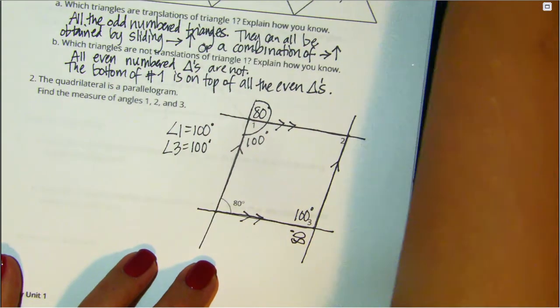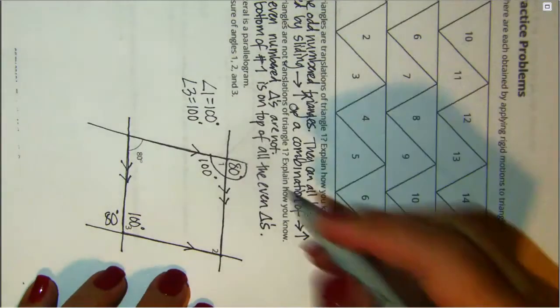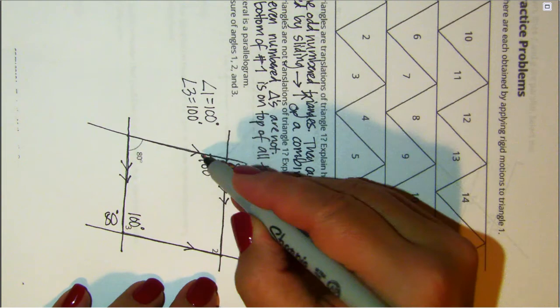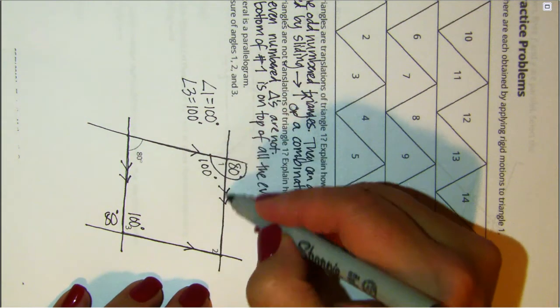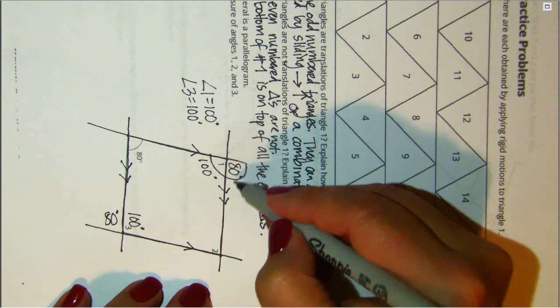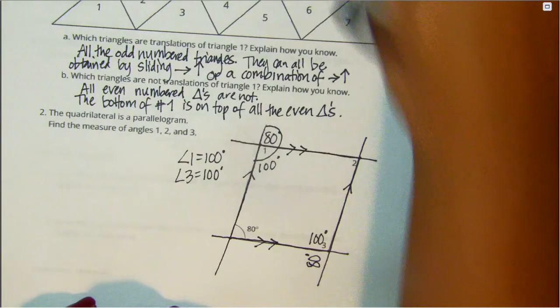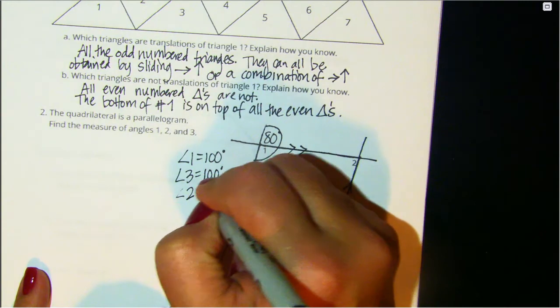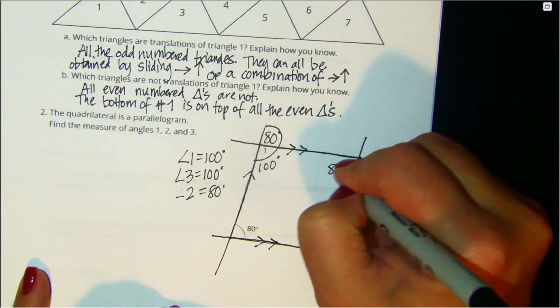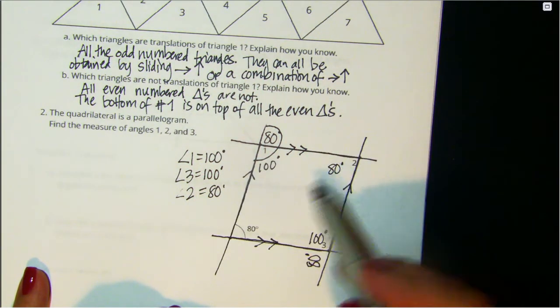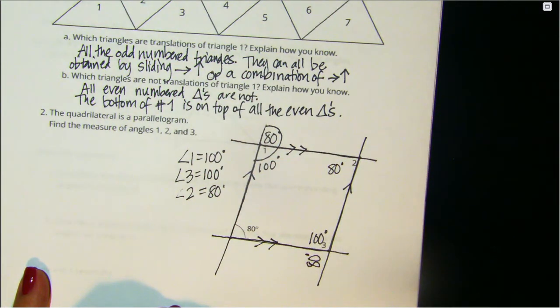And then, should have kept the paper turned. If I look at these two parallel lines being cut by this transversal, these two are alternate interior. So 2 has to be 80. And it looks as if the opposite angles of a parallelogram are congruent.